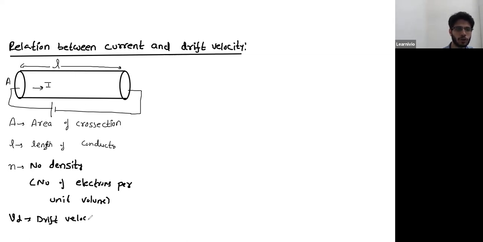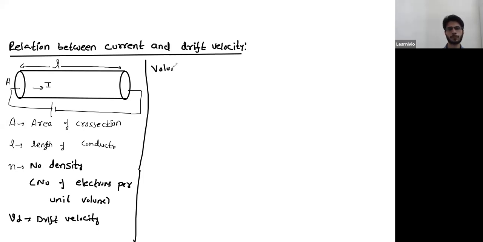Now, I will not solve this derivation. You people will do it. This is drift velocity. Okay, let's start with Afroza. Afroza, what is the volume of conductor? Area of cross section is A and length is L. How much is the volume? A into L. Very good. This is the volume of conductor.